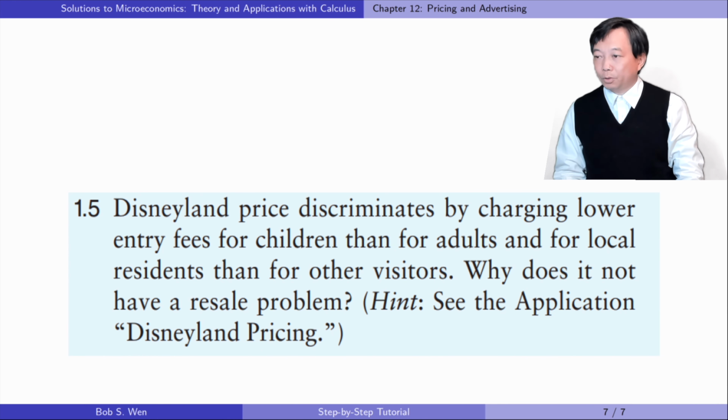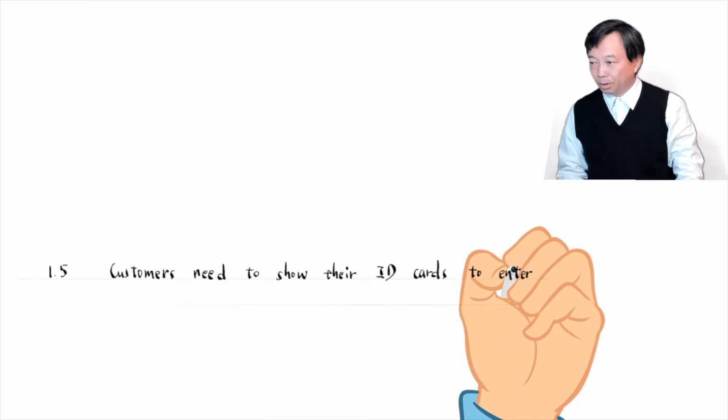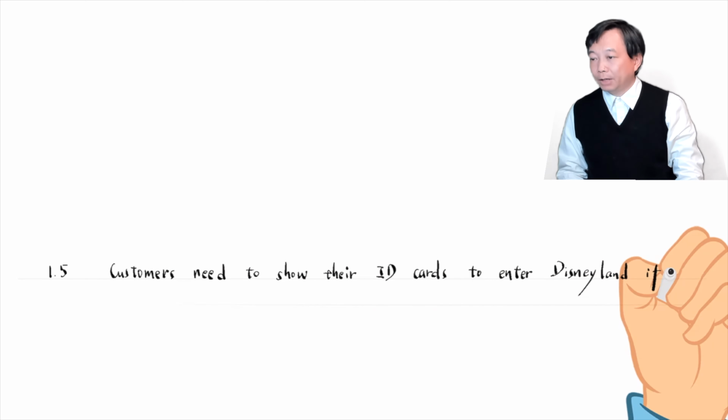Let's solve exercise 1.5. Disneyland price discriminates by charging lower entry fees for children than for adults and for local residents than for other visitors. Why does it not have a resale problem? That's because visitors need to show their ID cards to enter Disneyland if they use low-price tickets.